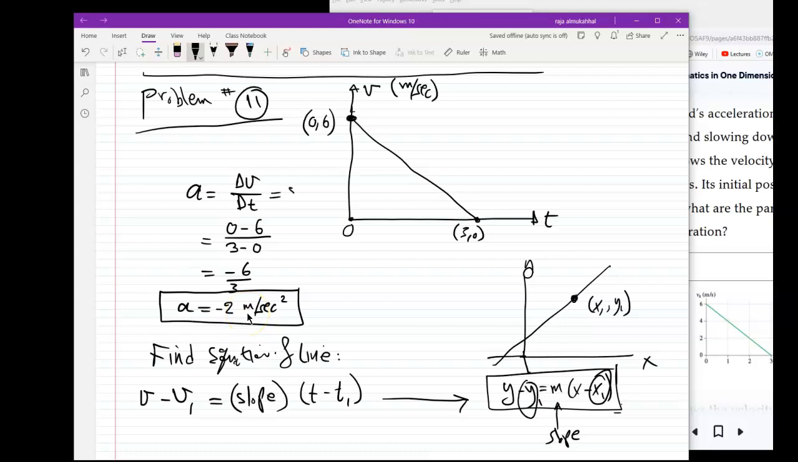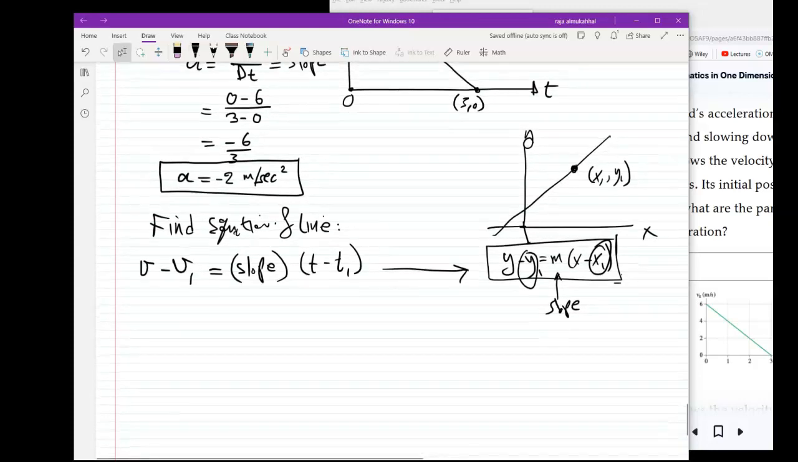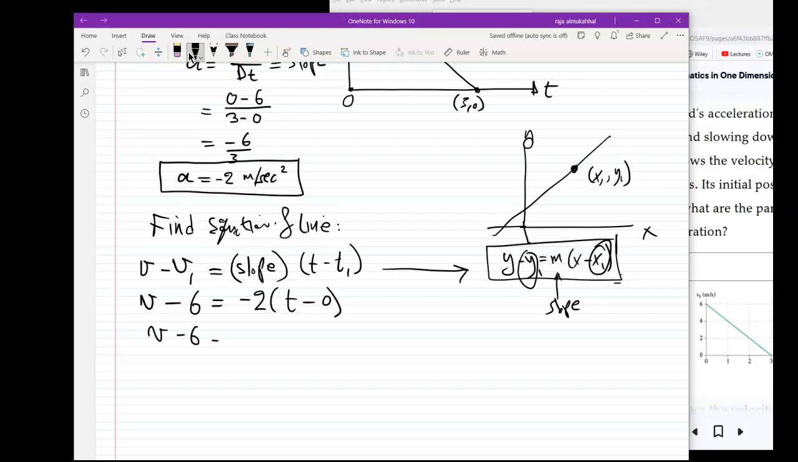So this is the slope. Okay, so plug in all of that in there. That's going to be v minus v1 is equal to the slope, negative 2, times t minus 0, correct? Okay, t minus 0, and so I have v minus 6 equals minus 2t, or v equals minus 2t plus 6.